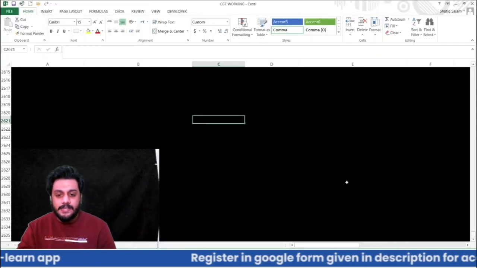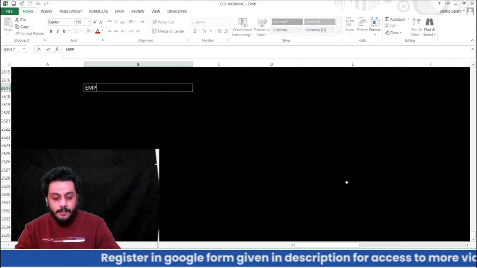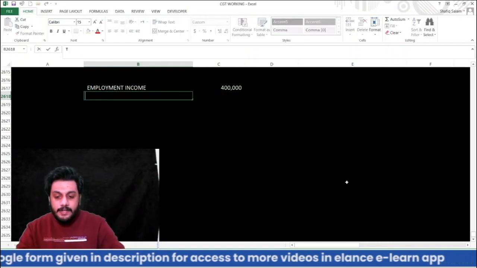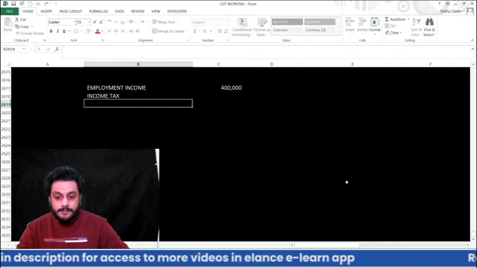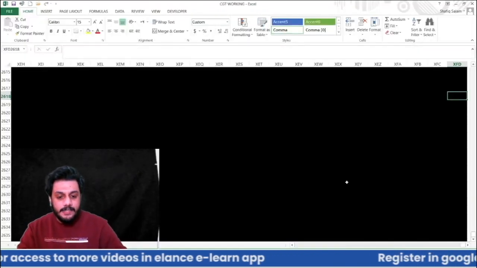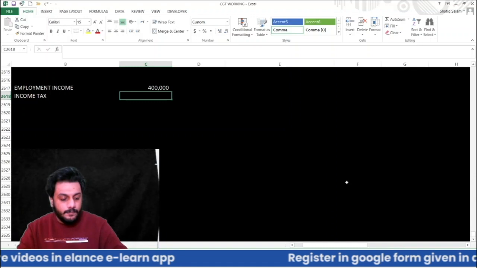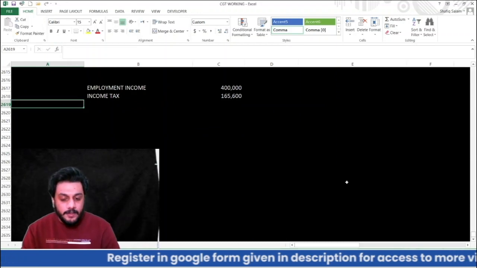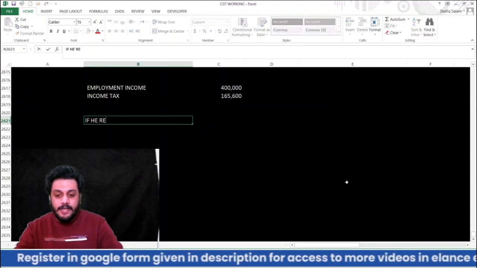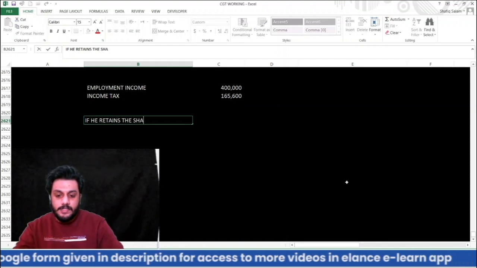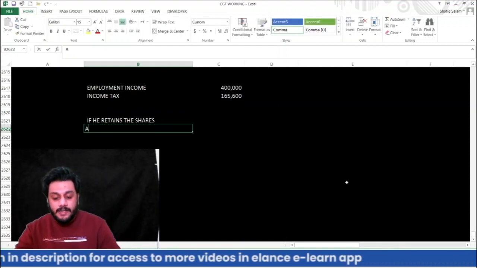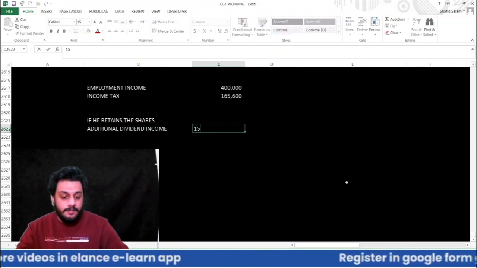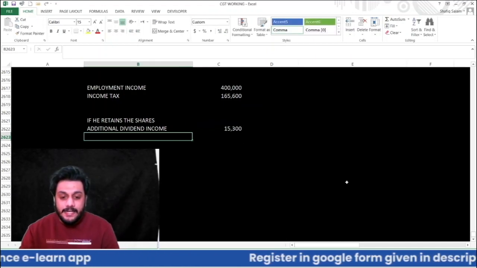So what would be happening is that his employment income is 400,000 and the income tax in respect of that is 165,600. This is the figure which is given in the question. Now what's going to happen is if he retains the shares, he would be getting additional dividend income of 15,300.